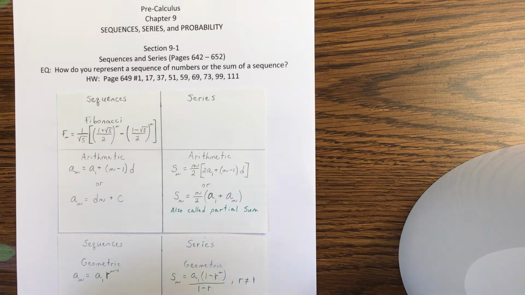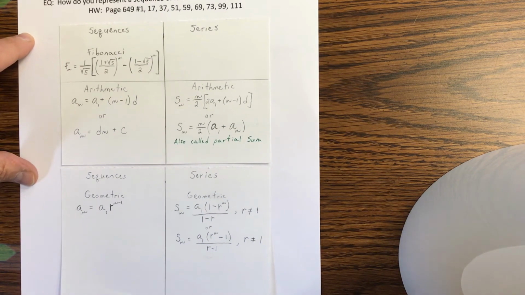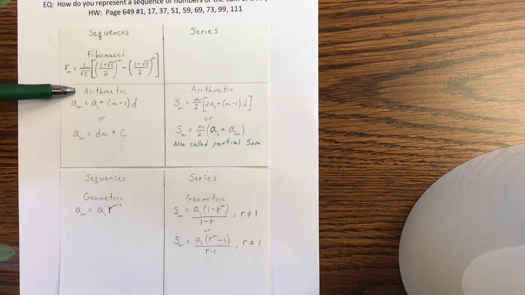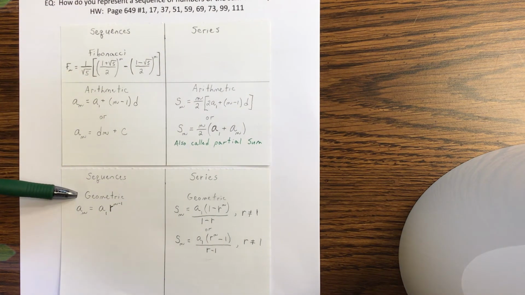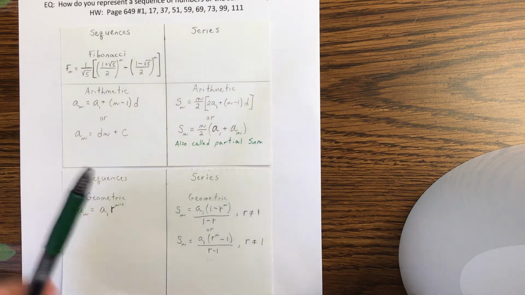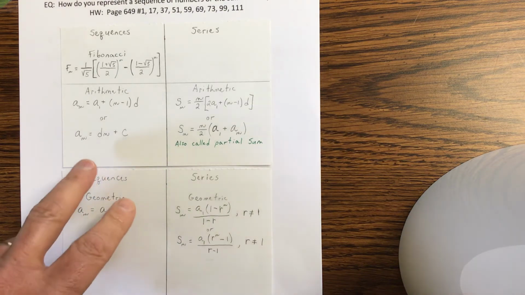So here I've got some of the formulas that may or may not be in your textbook, so get that recorded. And we're going to look at sequences and series. And we're going to look at two different types of sequences and series. One's the arithmetic, and the other is the geometric. And we'll talk about these four different formulas with examples. All right, so let's get started.